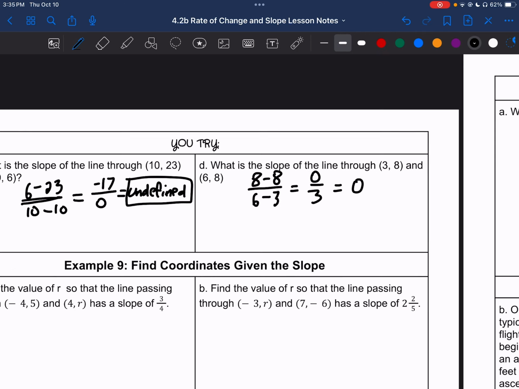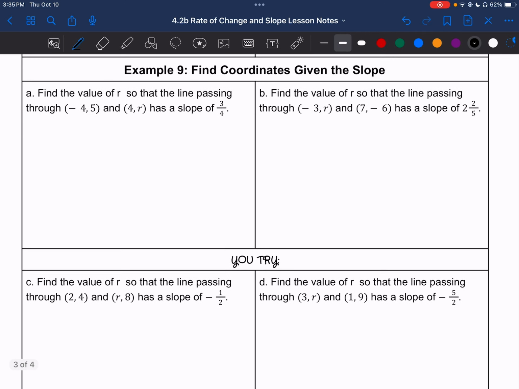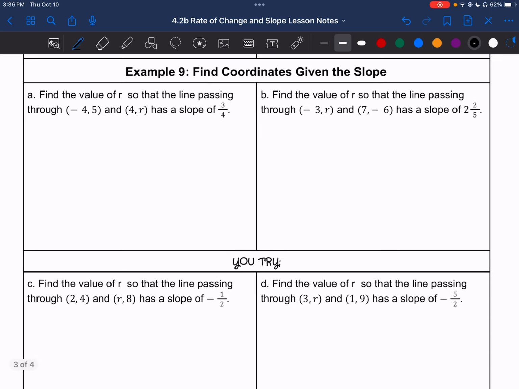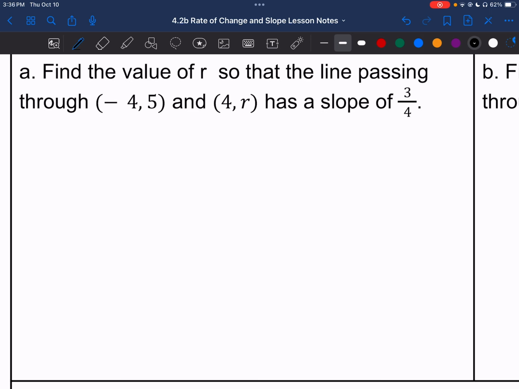Now, example 9 is an interesting little twist on working with slope, and it's finding the coordinate given the slope. So let's say we know the slope. We need to find the missing coordinate of an ordered pair in order to create a line with that slope. So letter A, find the value of r so that the line passing through (-4, 5) and (4, r) has a slope of 3/4.